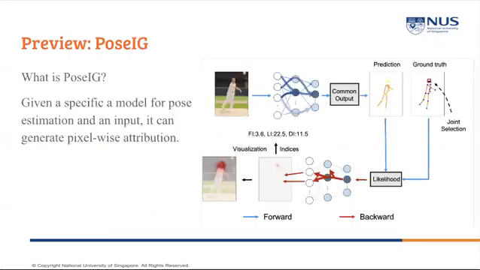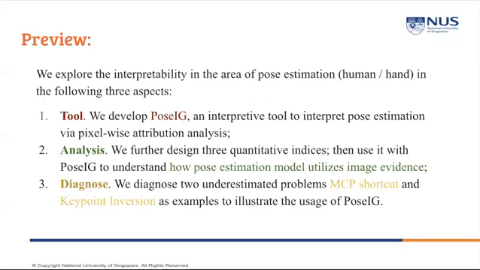PoseIG interprets deep learning-based methods via pixel-wise attribution. The pixel-wise attribution here reflects the contribution of each pixel with respect to a specific input and a pose estimation model. With attribution, we can interpret how the model utilizes image evidence. We use it to analyze those SOTA models and provide insights. Additionally, we also use it to diagnose two problems, including MCP shortcut and keypoint inversion, to show how to use PoseIG.